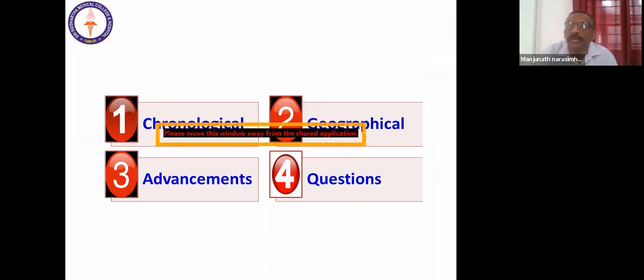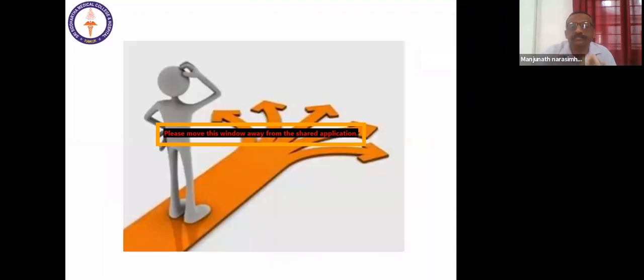So these are the 4 different methods. Number 1 is chronological. Number 2 is geographical. Number 3, the advancement. Number 4 is the questions method.